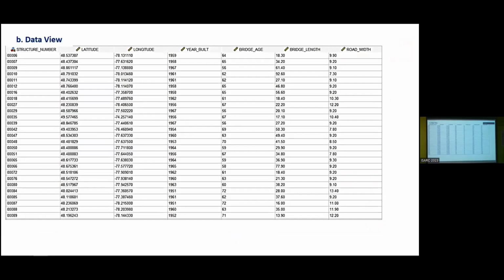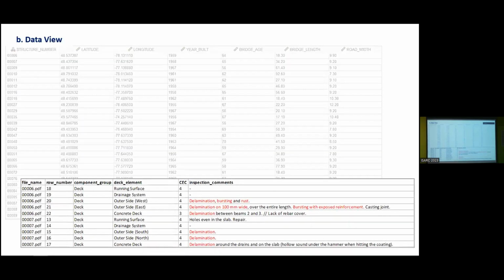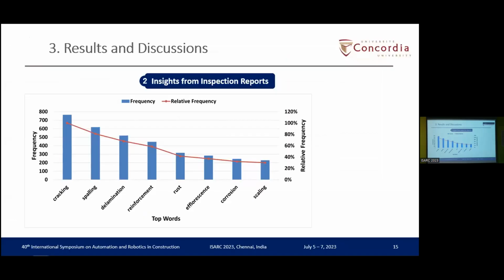Here are also parts of the data view of the repository that show how the data is structured, including here inspection comments and the different defects related to different bridge components. Second, insights and analytics related to inspector comments, including absolute and relative frequency of different defects. Cracking and spalling are the most frequent types of defects detected by inspectors.